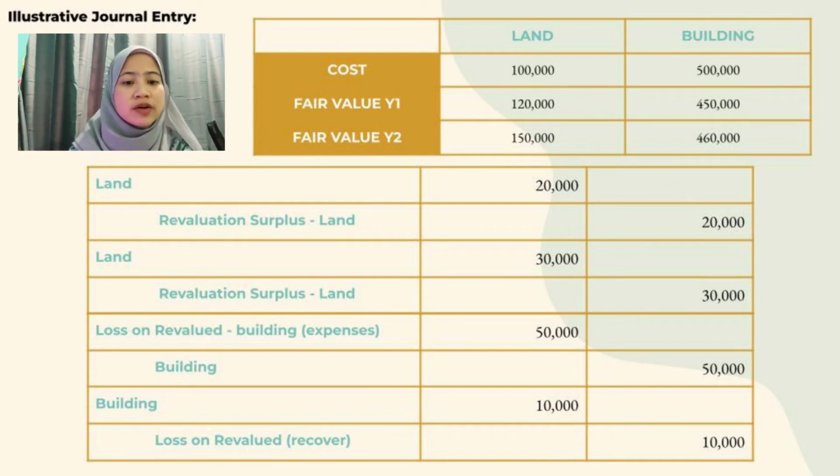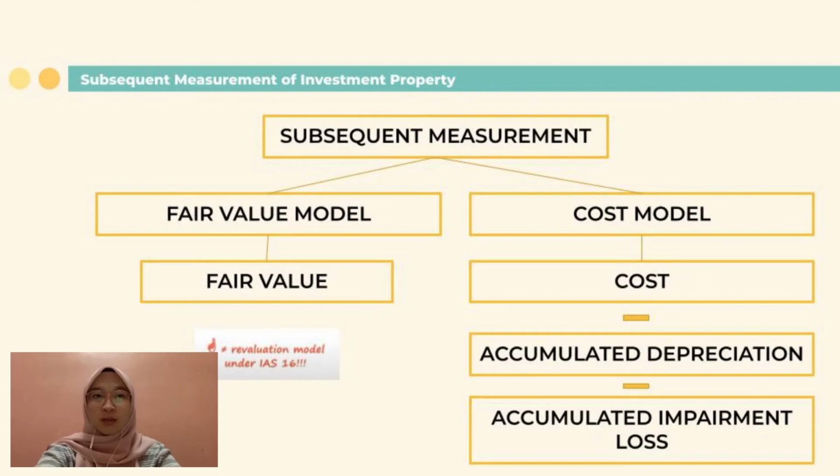The loss on revaluation will be recorded as an expense, but the fair value for year 2 increased to 460,000. So we will record it as debit building and credit loss on revaluation, which means we recover the loss that happened in year 1.